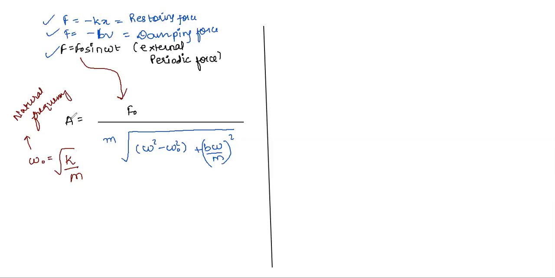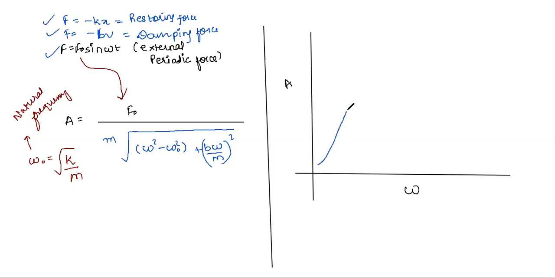So now we have A and we have omega. Now let's say I want to plot a graph between A and omega. So this is the kind of graph I get. Here's A and here's omega, right? And the graph is of this sort. I'll be very precise.